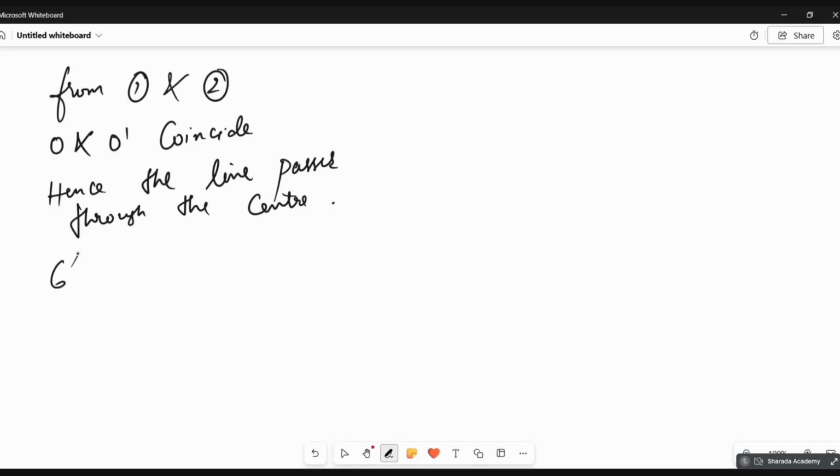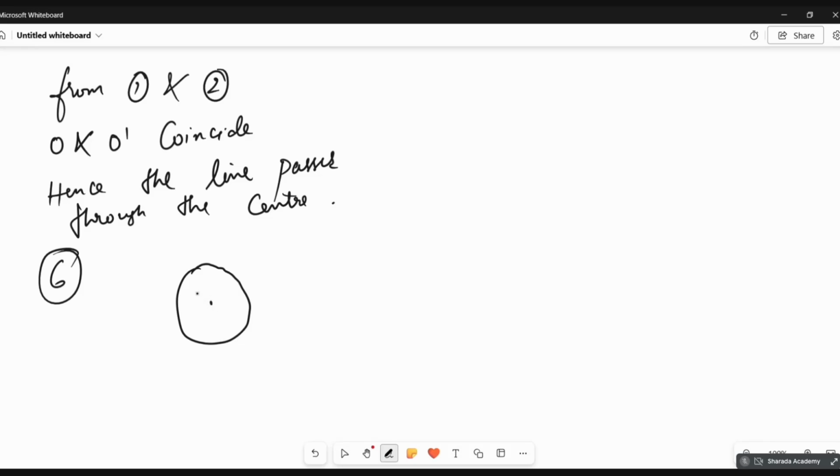Next, sixth question. The length of the tangent from a point A at a distance of 5 centimeter from the center of the circle is 4 centimeter. Find the radius of the circle. Try fast, do that and tell me the answer.